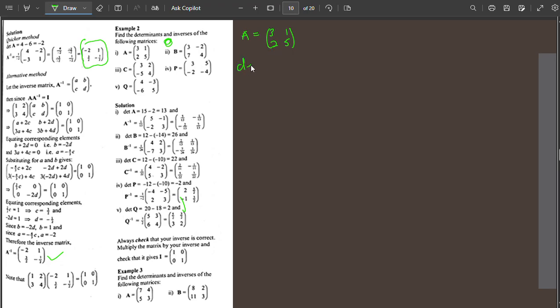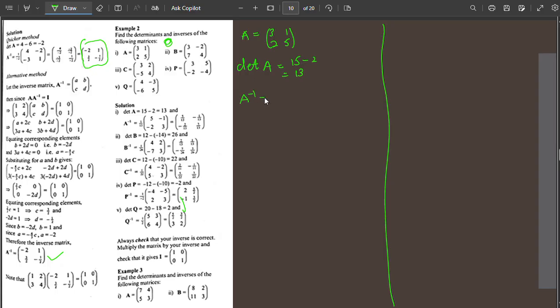Its determinant will be given by 3 times this, which is 15, minus this times this, which is 2. So its determinant is 13, which is so easy, right? Very easy. Now let's find its inverse.